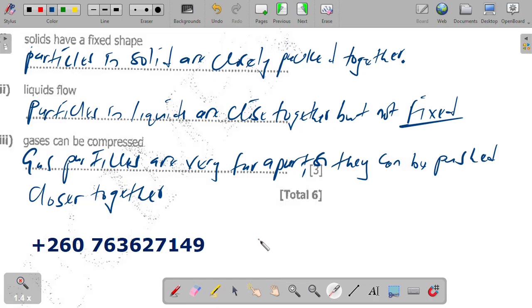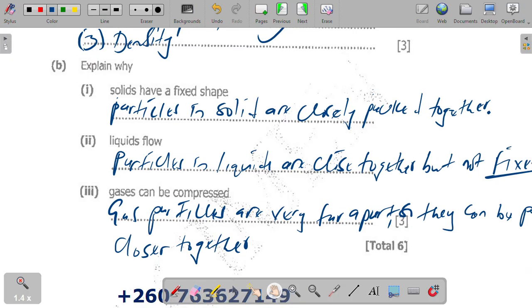So why do gases compress? Explain why gases are compressed. Gas particles are very far apart, so they can be pushed closer together. Okay, for example, air in a syringe. You can also give an example, air in a bicycle pump. Those are examples you can give as you're explaining these points. And you have your 6 marks. This is how you answer these types of questions.